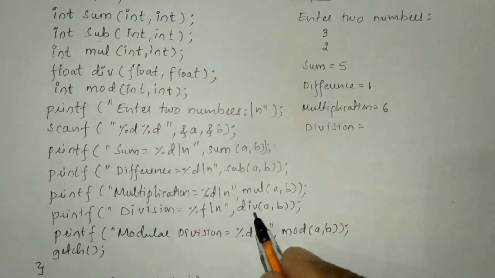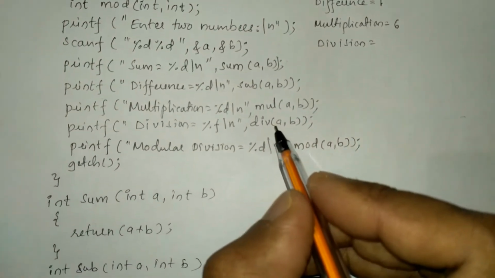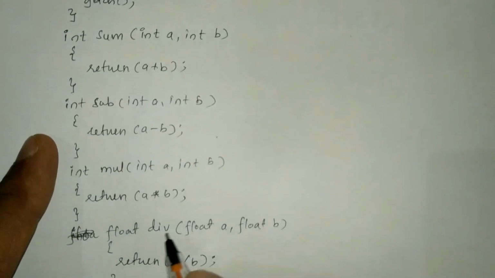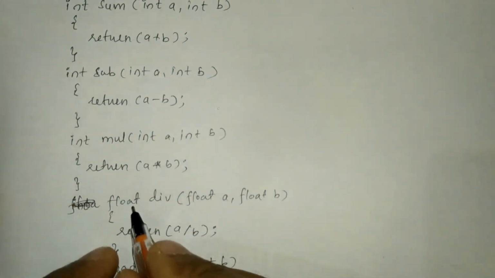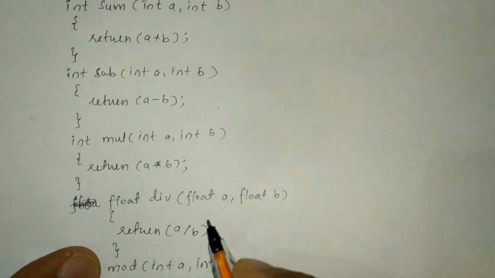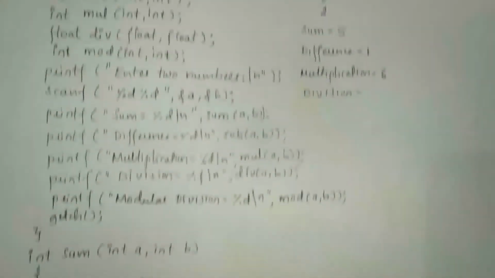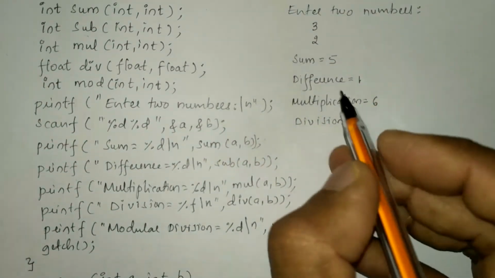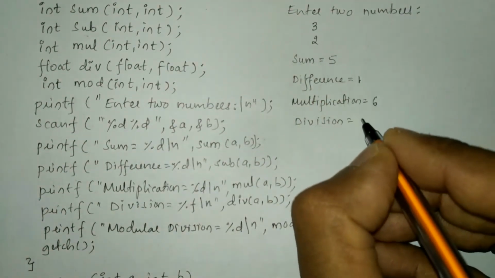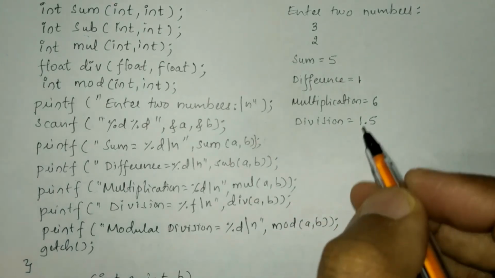So division will be encountered by the compiler as soon as it encounters this function call. So directly control transfers to this particular function, that is float division, and it is going to return a divided by b. I have written this way, but you can change it to b divided by a, as you like. So here we have a by b, which means 3 by 2. So 3 by 2 gives me 1.5. So it is a real number.